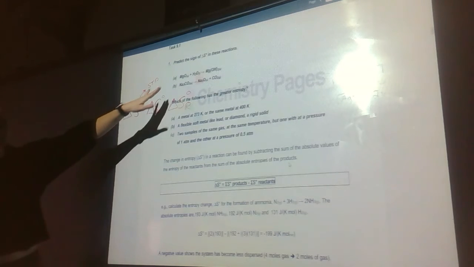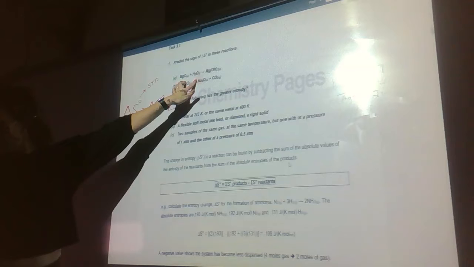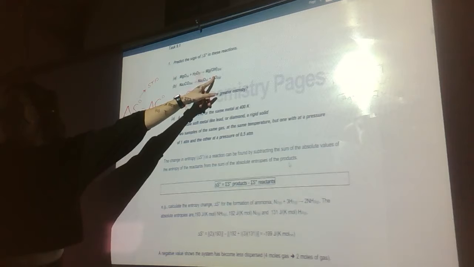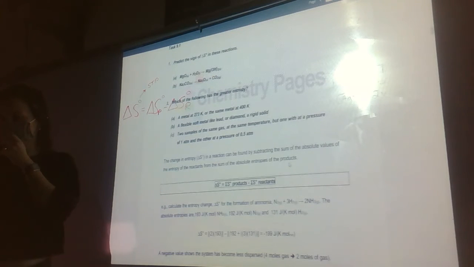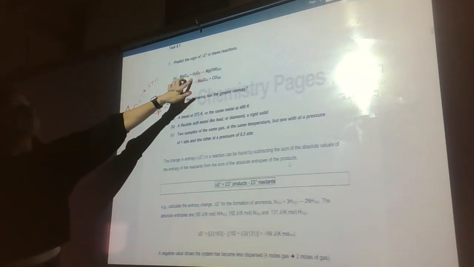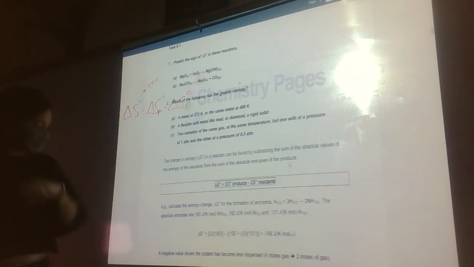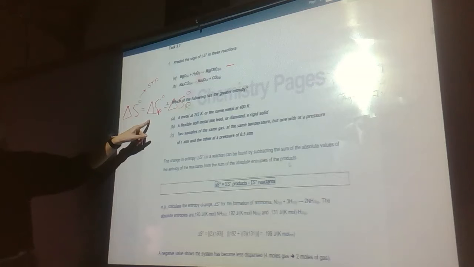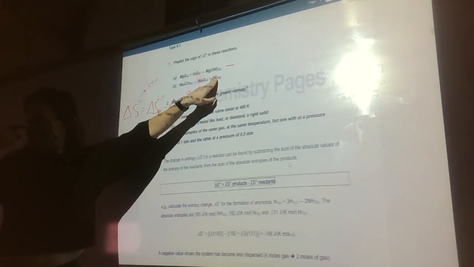Okay, so for this reaction, I have a solid and a liquid reacting to create just a solid. Is entropy increasing or decreasing? Solid and liquid going to just a solid. It's decreasing. So my delta S is negative. My products have less entropy than my reactants. Less order, more order.